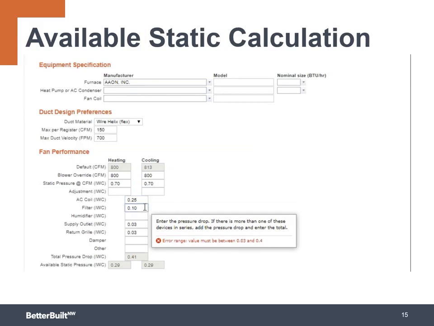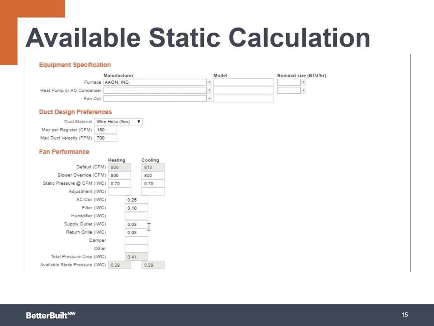We're going to use a filter with a 0.10 pressure drop across it. This is really important. There's a lot of high MERV filters out there that have a pressure resistance of 0.25 inches, which is the same as a coil, so be careful. This is where the 4 and 6 inch pleated filters really can make a big advantage. They can give you great filtration with a relatively small static pressure drop across it.